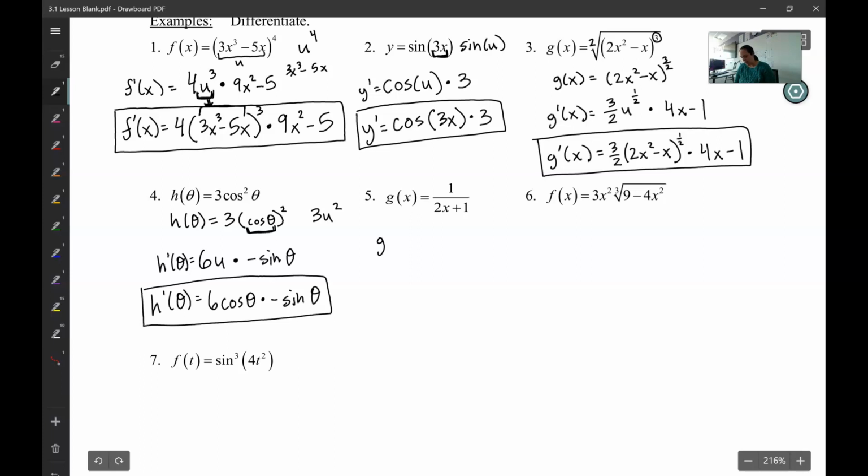Okay, I'm going to have you try g of x in number 5, but before I do, I'm going to have you rewrite this to the negative 1. Now, some of you may ask, hey, Mrs. Johnson, can I do quotient rule on that? Absolutely. You could do the quotient rule on number 5, and you should end up with the same answer that we do using the chain rule. But we're practicing chain rule right now, so let's practice that. So rewritten number 5 like this.